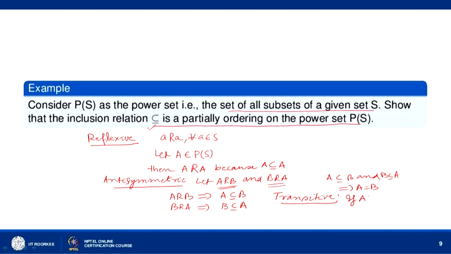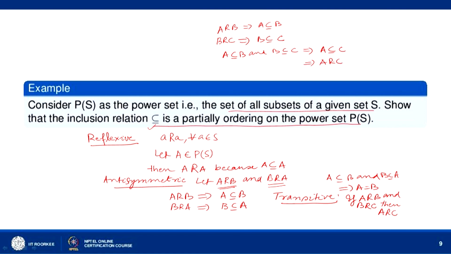So, if A is related to B and B is related to C, then we have to show A is related to C. A is related to B implies that A is contained in B, and B is related to C means B is contained in C. Now, A is contained in B and B is contained in C implies that A is contained in C, which means that A is related to C. So, the transitive property also holds, and therefore, the inclusion relation is a partial ordering on the power set of the given set S.